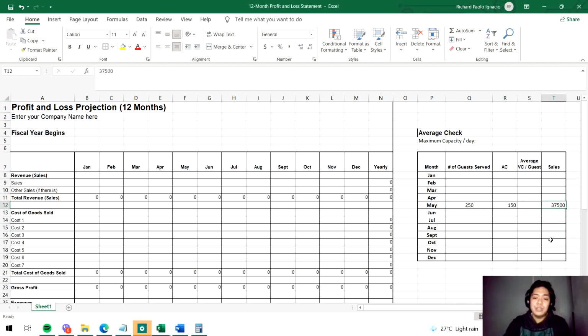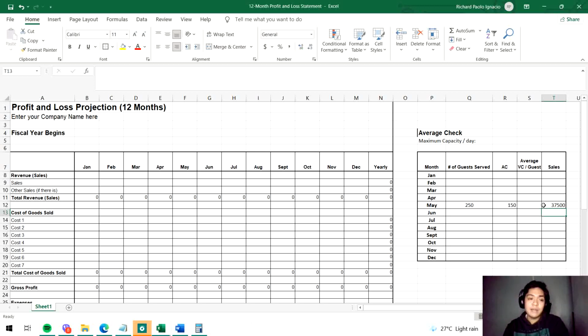So, pwede natin isulat dyan, 37,500. Or simply put, you can just put here a formula of this one multiplied by ito. Yan. So, yan. Meron na tayong sales na nakalagay dyan.